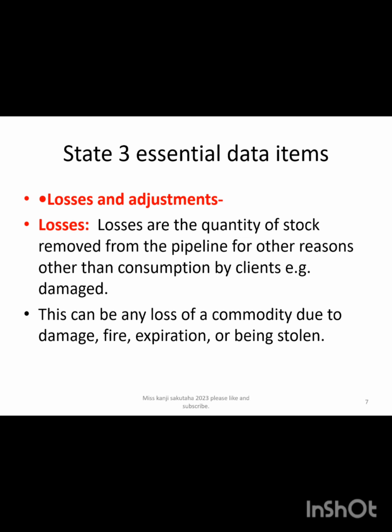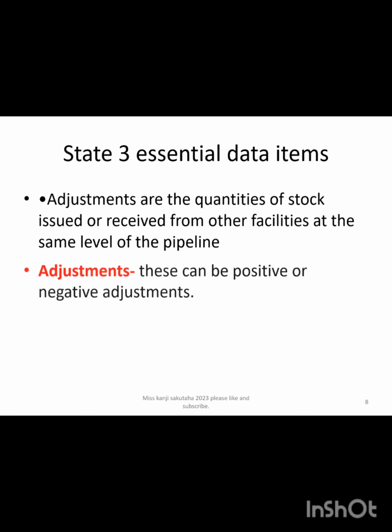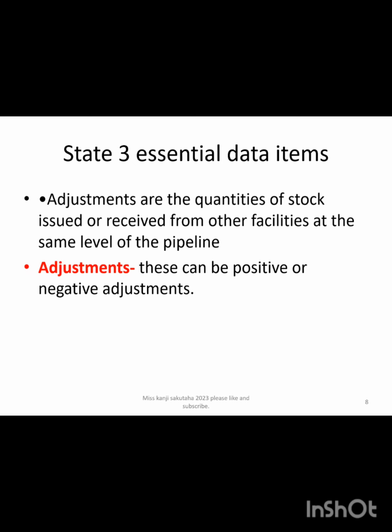Then adjustments. These are quantities of stock used or received from another facility at the same level of the pipeline. For example, you're in a locality where you have 2 health centers, and one center goes and borrows or receives stock from another facility before the reporting time. That is an adjustment. An adjustment can be positive or negative.